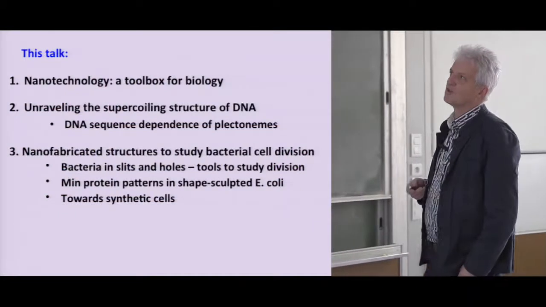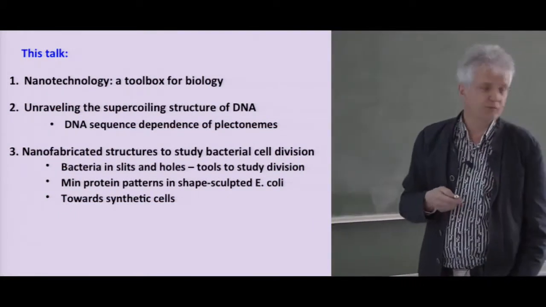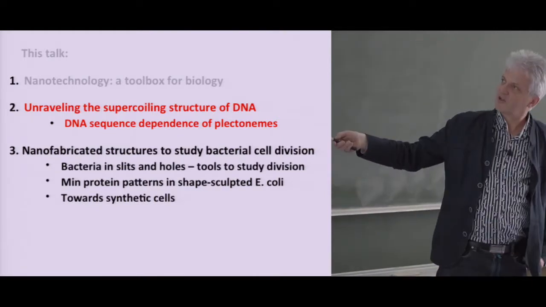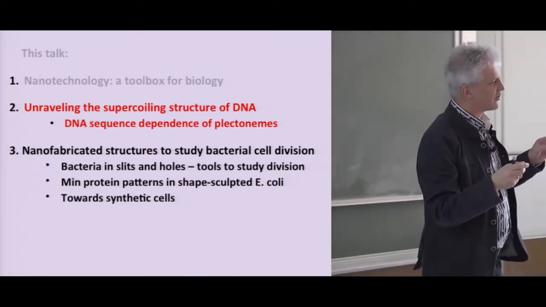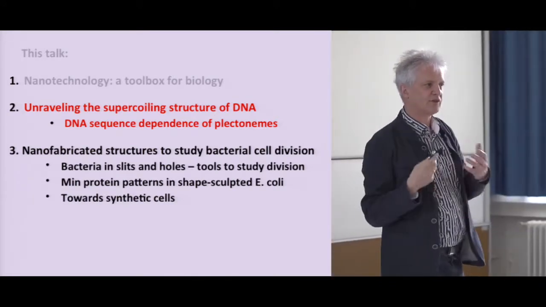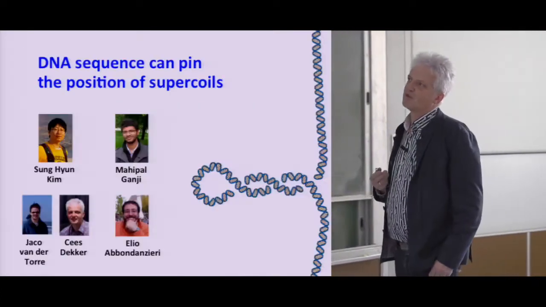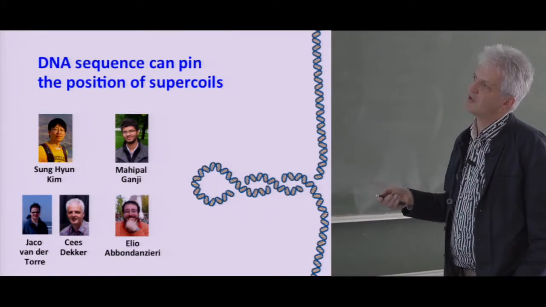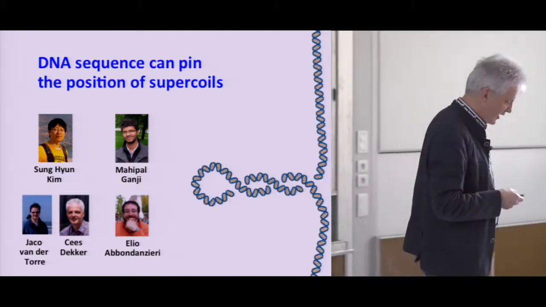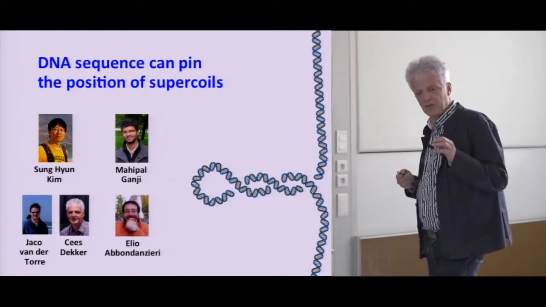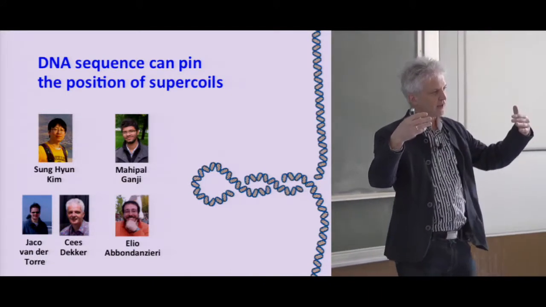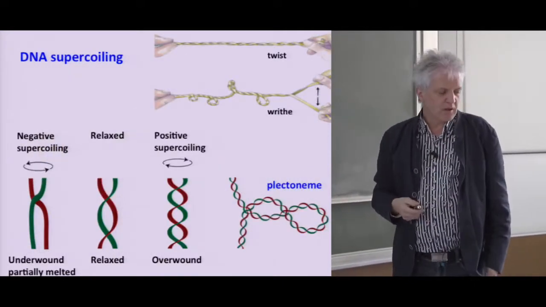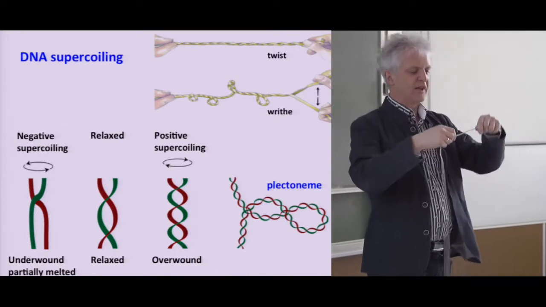I cannot cover all the work, so what I decided to do is give you two examples from recent work from my lab. One is something to do with the supercoiling structure of DNA, and the second part of my talk will be about using nanofabricated structures to confine bacteria and learn about their division properties. The first part of the talk is work done by a postdoc in my lab, Sang-Yoon Kim, and Maipal Ganji, in collaboration with Eloy Bonicieri's lab at Delft as well. And it addresses the question of whether the genetic information can also provide information about the mechanical structure of DNA.